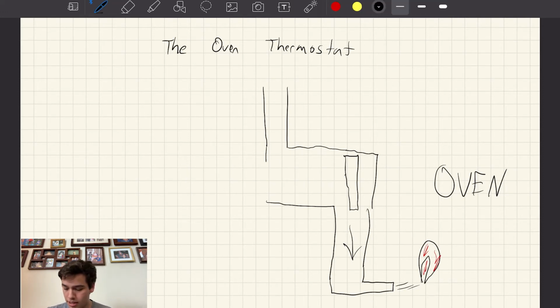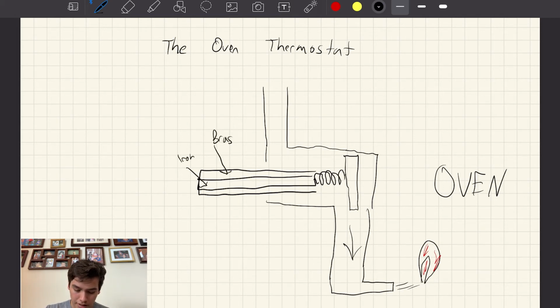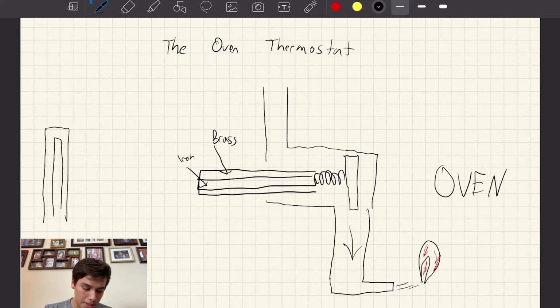But in our case, what's going to be happening is this is going to be sort of curved, almost like a screw, and then it's going to be attached to a piece of iron. And that iron will be attached to a piece of brass. So pretty much think about it, this is going to be the iron, and this is going to be our brass. So essentially, what's going to happen is, I'll draw it over here. Imagine the iron inside the piece of brass, and this is actually connected to the brass itself.